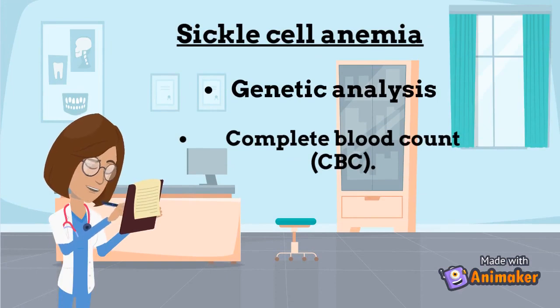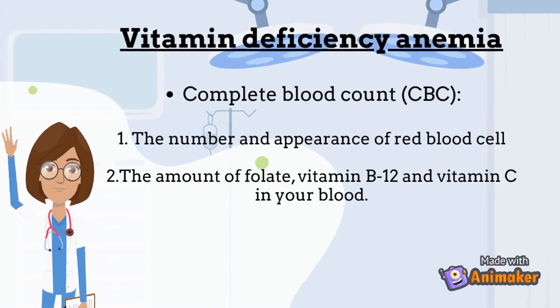Next is sickle cell anemia. The investigations include genetic analysis and blood test checks. A blood test can check for the defective form of hemoglobin that underlies sickle cell anemia. In the United States, this blood test is part of routine newborn screening, but older children and adults can be tested, too.